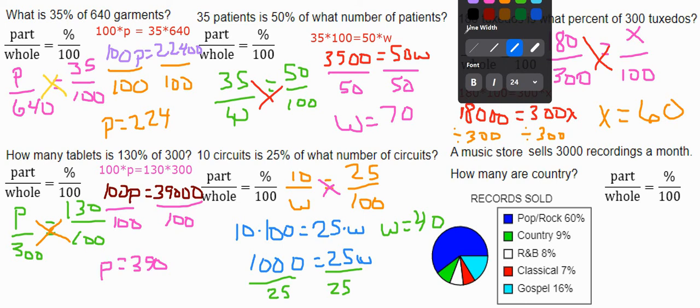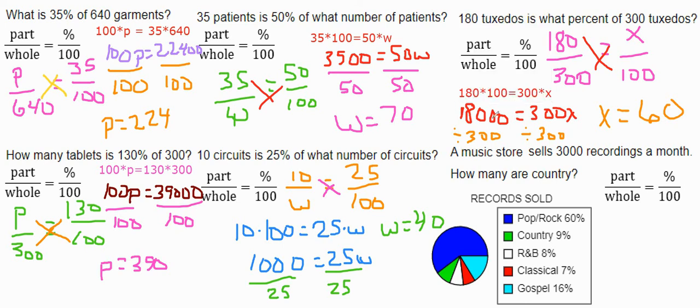This last one, I might have a basic type of graph here. Pie graph, circle graph. A music store sells 3,000 recordings in a month. How many are country? So we want to know how many are country. We're looking for the part. And in this case, we have the percent, which for country is 9%. So P over 3,000 equals 9 over 100.